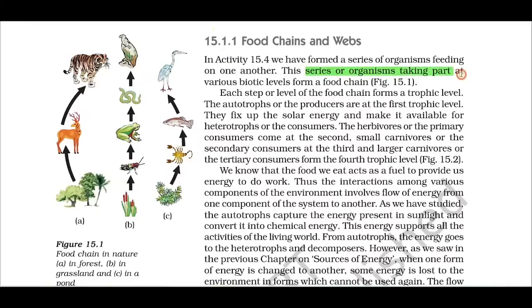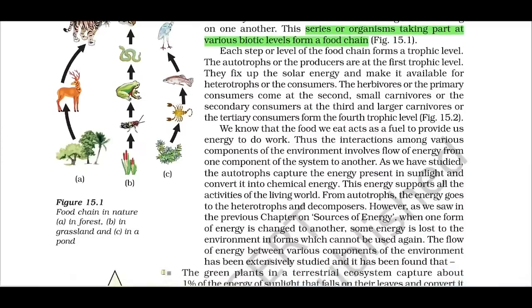Series of organisms taking part at various biotic levels form what? Food chains. You can see a food chain here, right? There are many examples. In the examination, they can ask you to form a food chain having 3 trophic levels or 4 trophic levels. You can give an example.